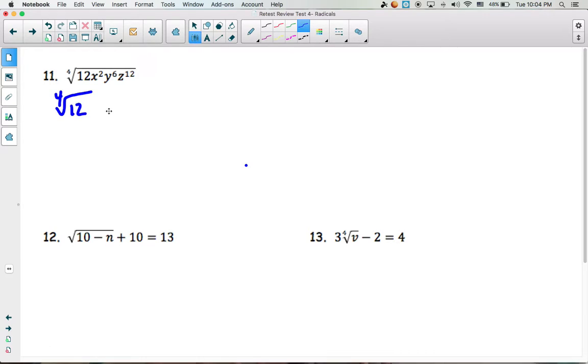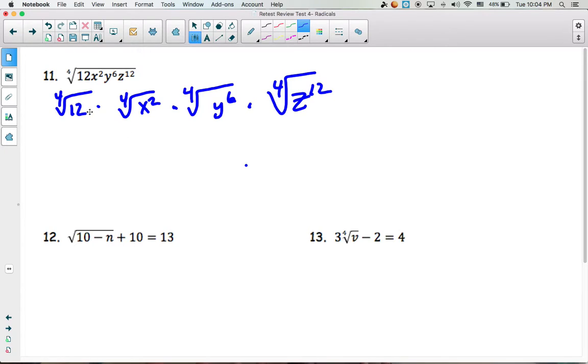of 12 times the 4th root of x squared times the 4th root of y to the 6th times the 4th root of z to the 12th. And I'm going to start with the 12 first. And I just want to simplify it and see what I get.